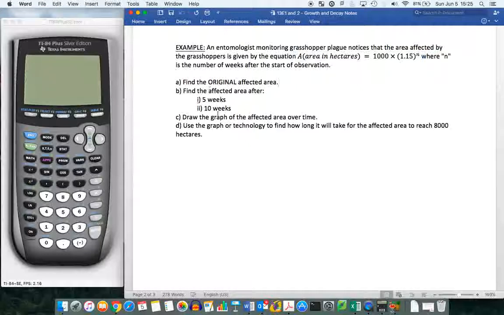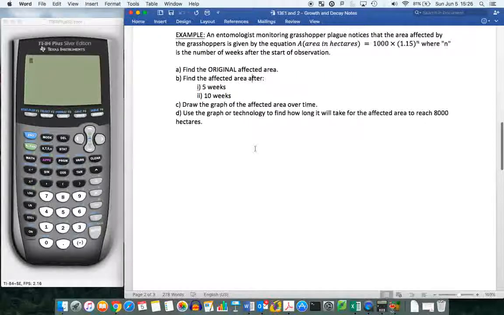Okay, so find the original affected area. So these are the questions. Find the original affected area, find the affected area after 5 weeks, after 10 weeks. So these first two, A and B, are just changing what n is. It's referring to the area after a certain number of weeks. It asks you to draw the graph of the affected area over time.